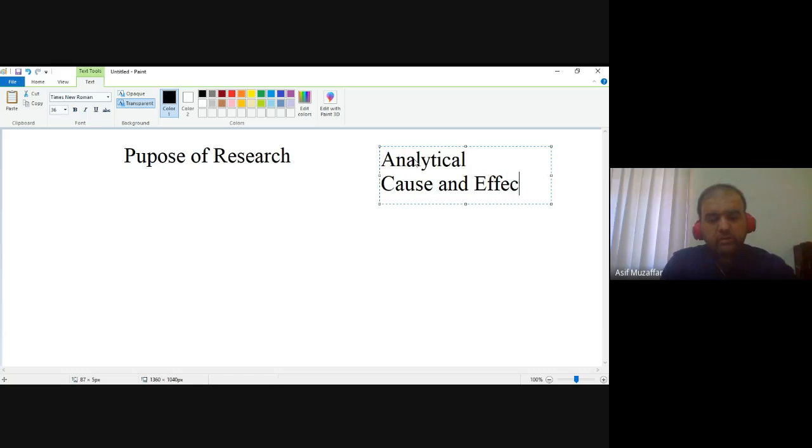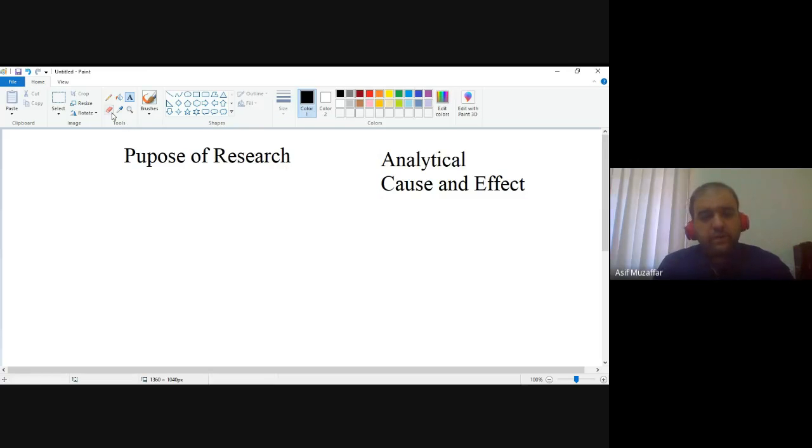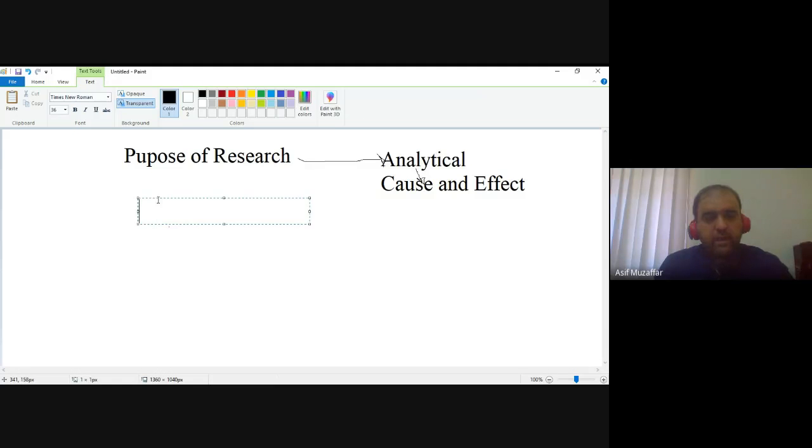You know that in a cause and effect model, you have independent variables and dependent variables. So you will see the effect of independent variables on the dependent variables. So let's say my purpose of the research is analytical, and in analytical it is cause and effect kind of a thing. Then let's say my process of the research.